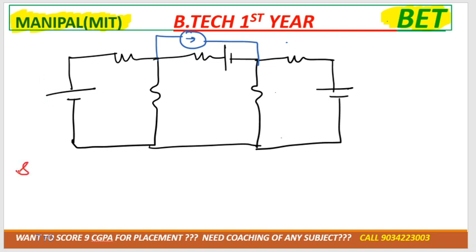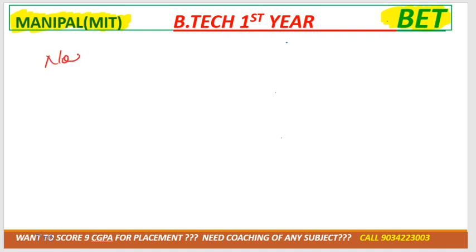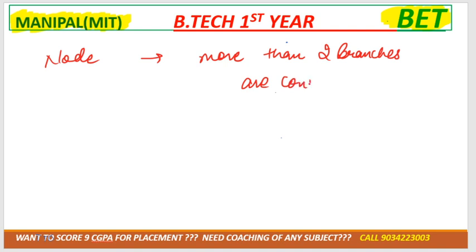So now in this we'll have the first step, step number 1, that we have to determine the number of nodes. Now the question arises, ma'am, what is a node basically? So a node is a point where more than 2 branches are connected. Okay, a node is a point where more than 2 branches are connected. Like suppose we'll have, this is a node.